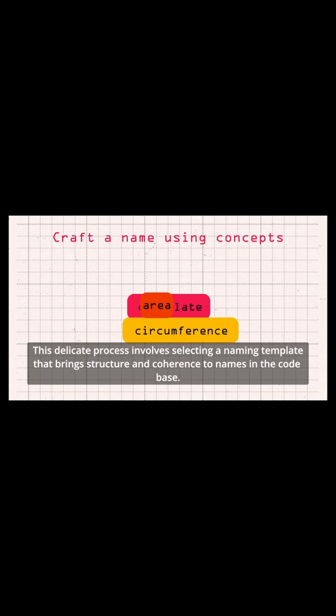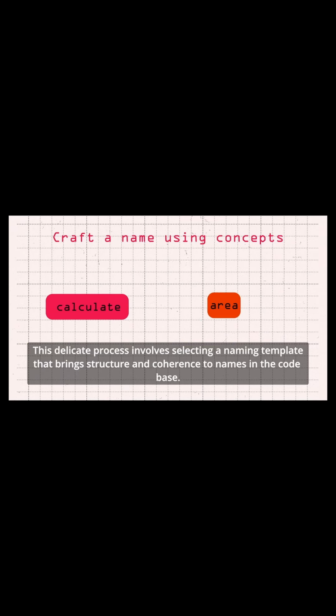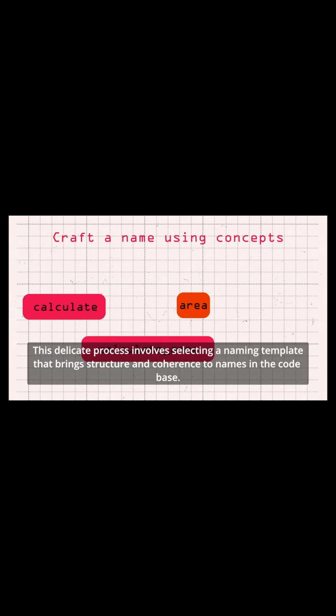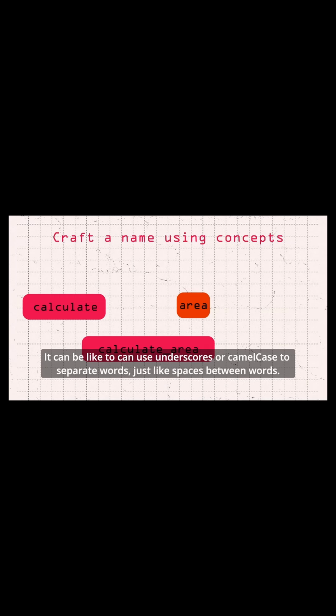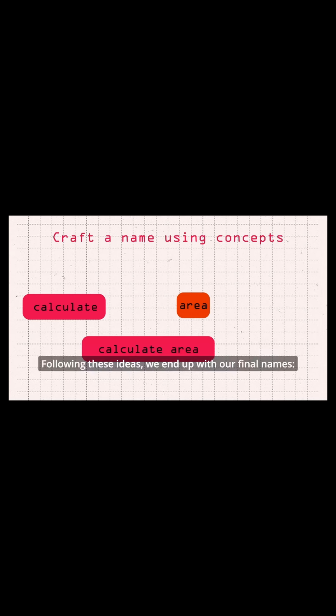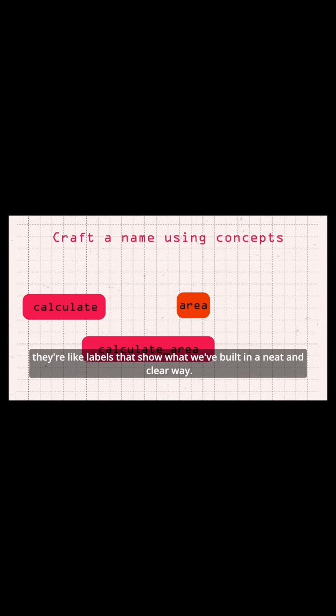And now, the final act, crafting a name using these carefully chosen words. This delicate process involves selecting a naming template that brings structure and coherence to names in the code base. It can be like using underscore or camel case to separate words, just like we use spaces between words, or using adjectives before nouns as we do in natural language. Following these ideas, we end up with our final names, calculate underscore area and calculate underscore circumference. These names make our code clear and organized. These names aren't just words, they're like labels that show what we have built in a neat and clear way.